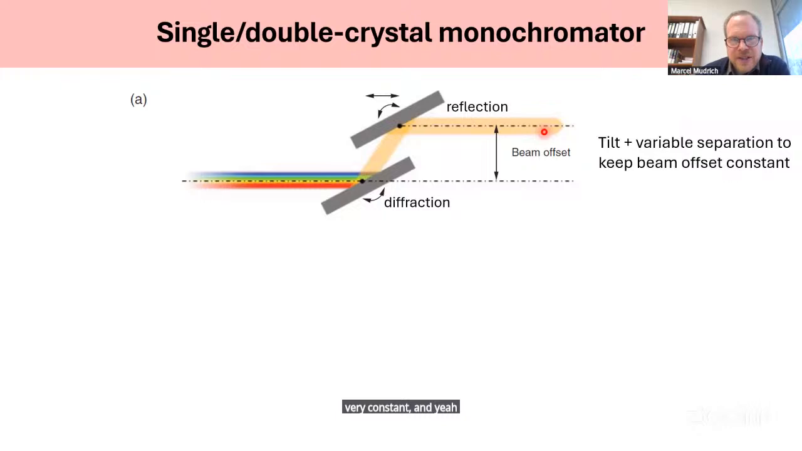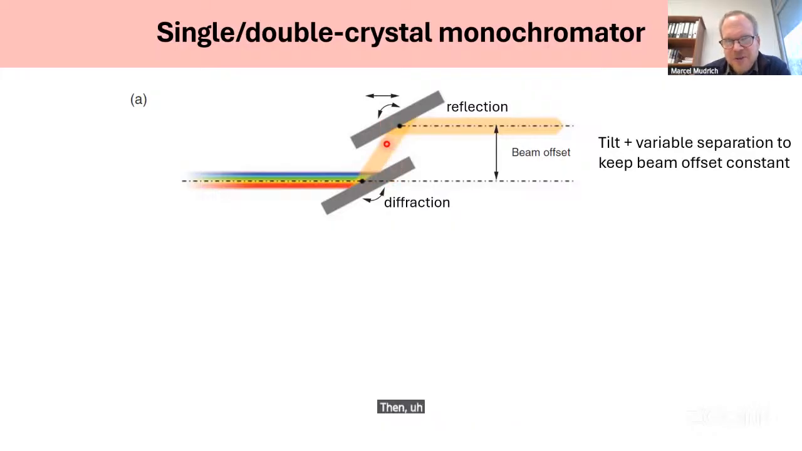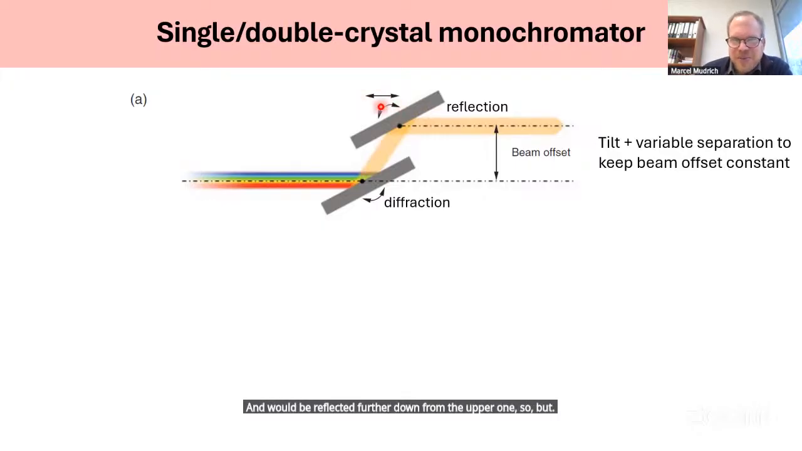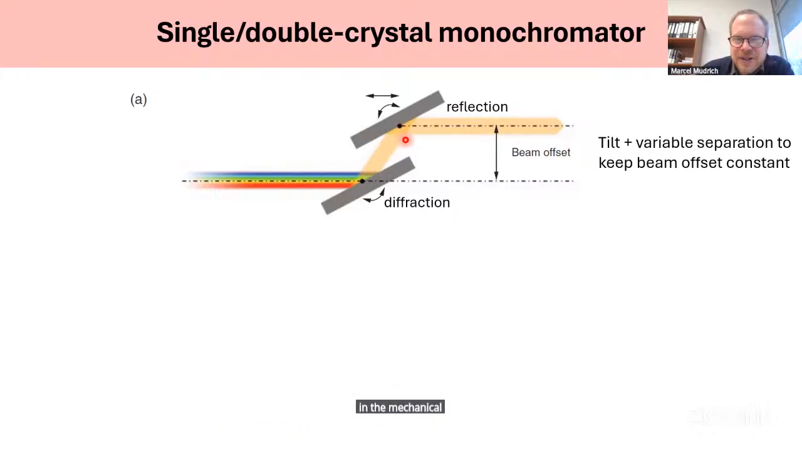And for that, in this arrangement, if you tilt the lower mirror, let's say counterclockwise, then the beam would go further to the left and would be reflected further down from the upper one. But by tilting the upper one in the same sense, we can keep the outgoing beam parallel to the incoming one, and then to even take care of the beam offset, we have to actually move the separation between the two mirrors. So this is all incorporated in the mechanical devices that are used.